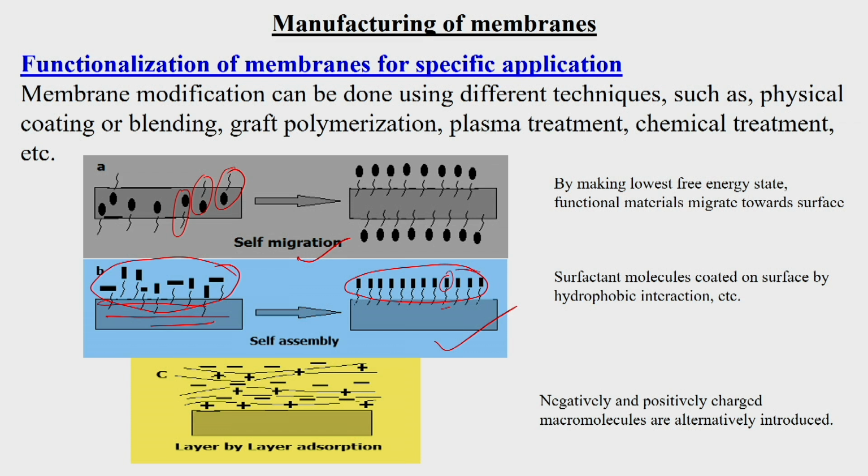The third type is called layer by layer adsorption membrane. Negatively and positively charged macromolecules are placed like this in the beginning. Suppose on the membrane surface the positively charged macromolecules are placed, then the second layer will be negatively charged; these will be placed one by one, and alternately we will be able to coat positively charged macromolecules again. Depending on the requirement, we will be able to coat whatever type of charged membrane we require. Based on that we can coat maybe 1, 2, 3, 4, 5 layers like this. How many layers are required, based on that we will do this.